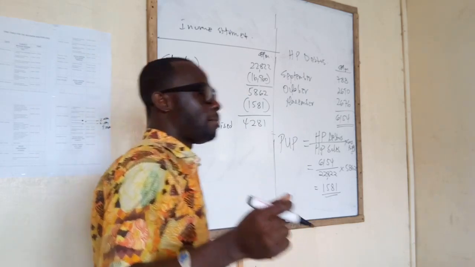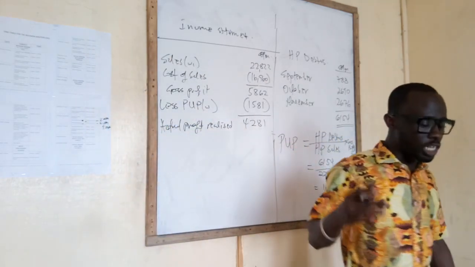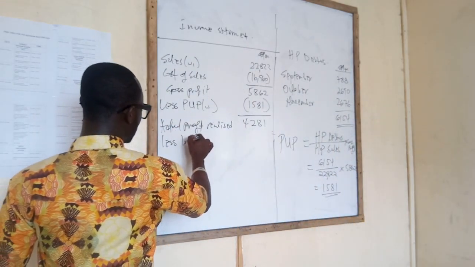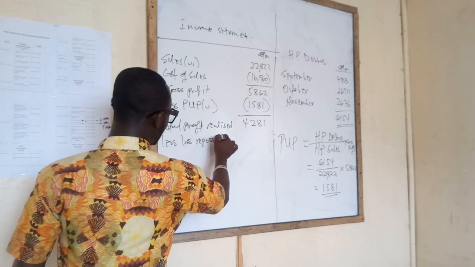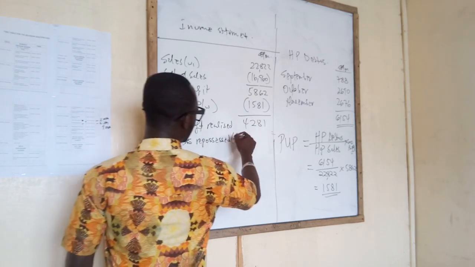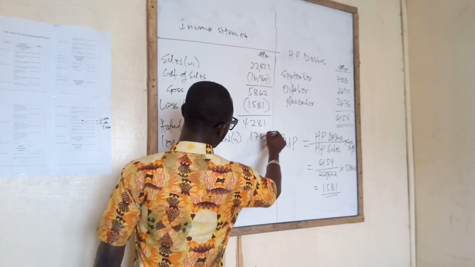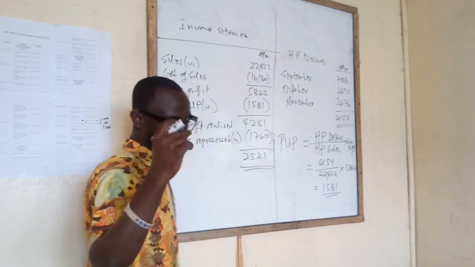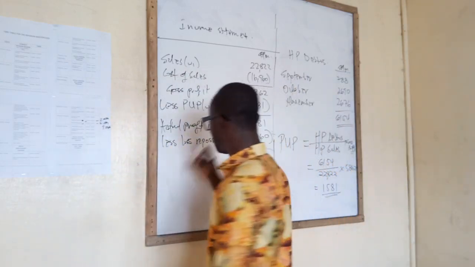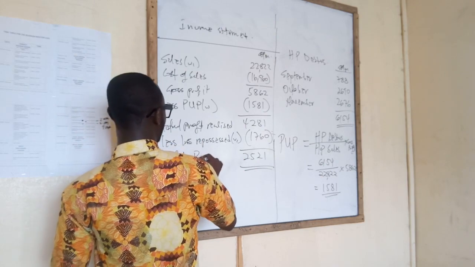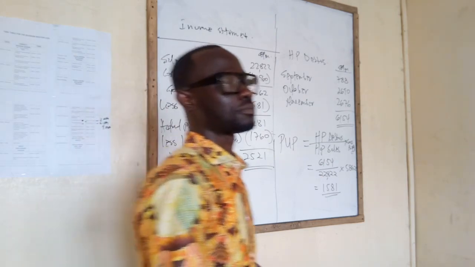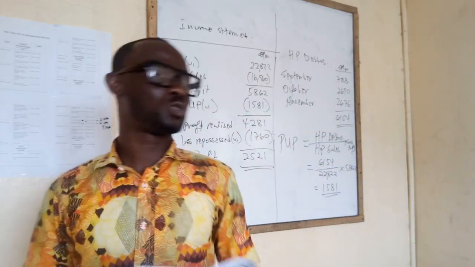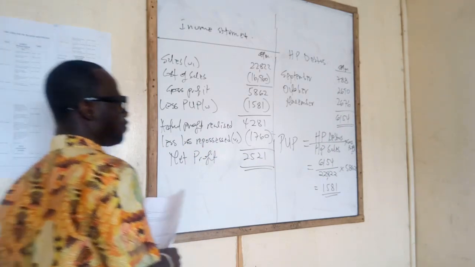4281. But the repossessed goods, when we sold it, what happens to it? We made a loss. So we less loss on repossessed goods. How much? 1767. Right. So that becomes our net profit. So that's how we prepare the income statement for hire purchase. I hope it's not difficult. Simple, sweet, straight to the point.